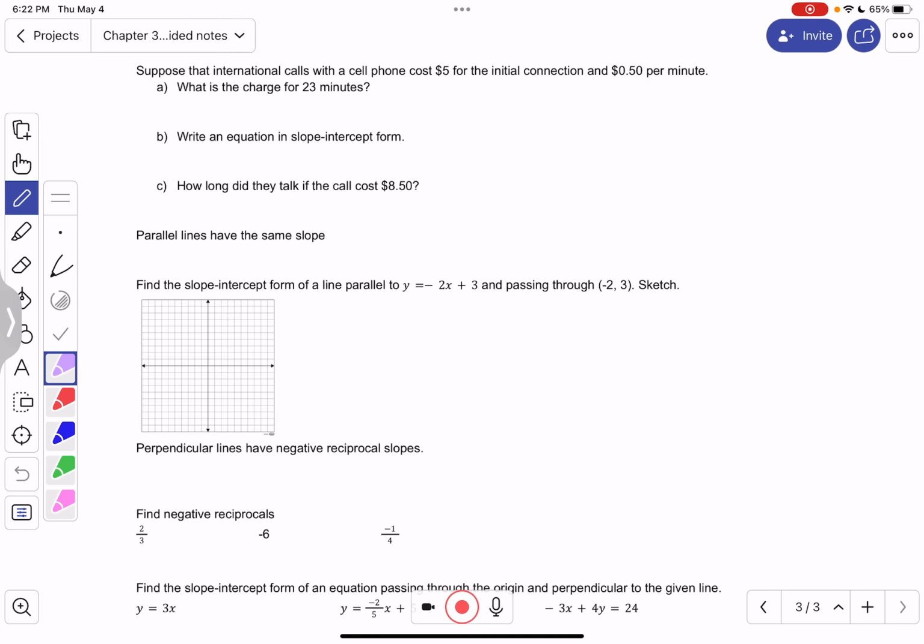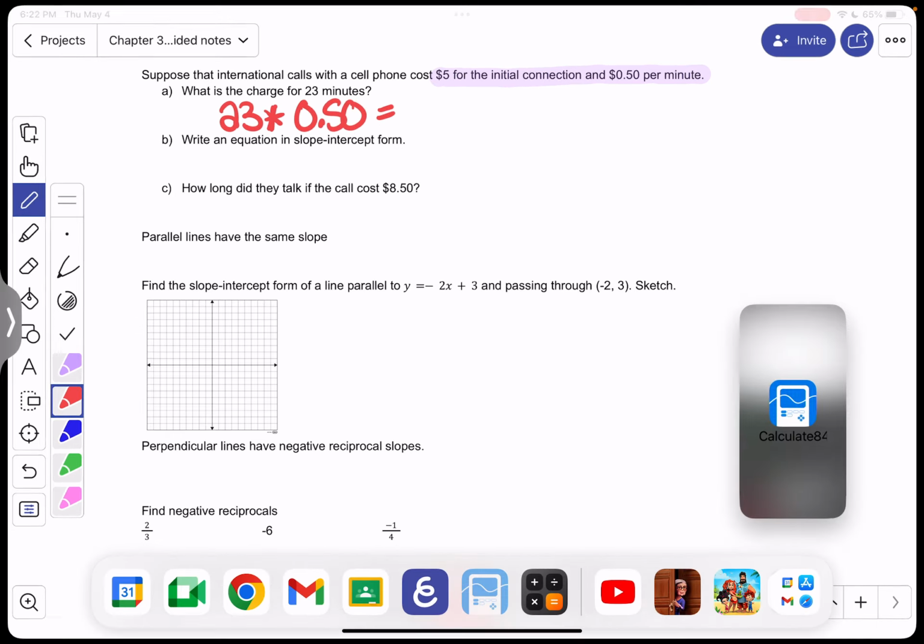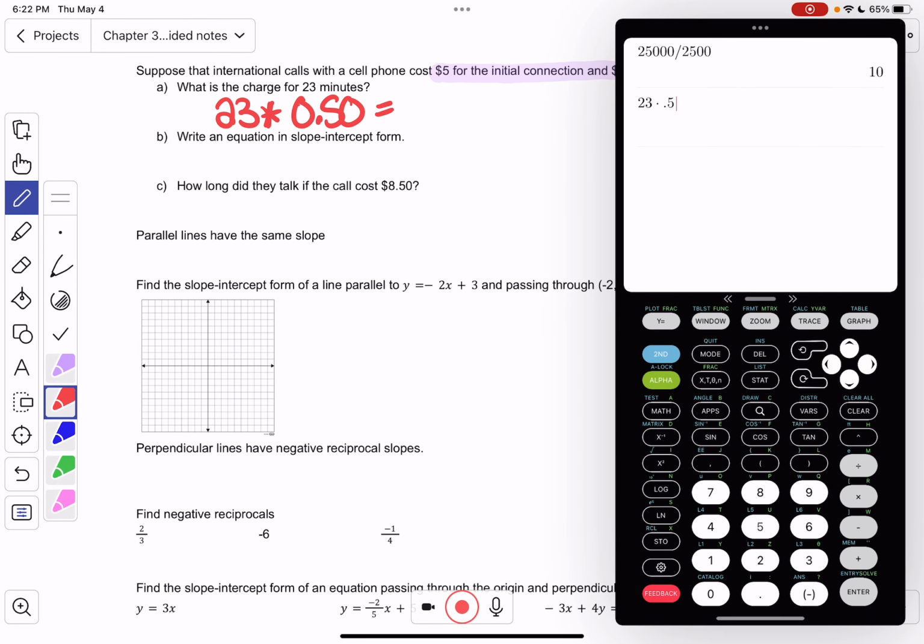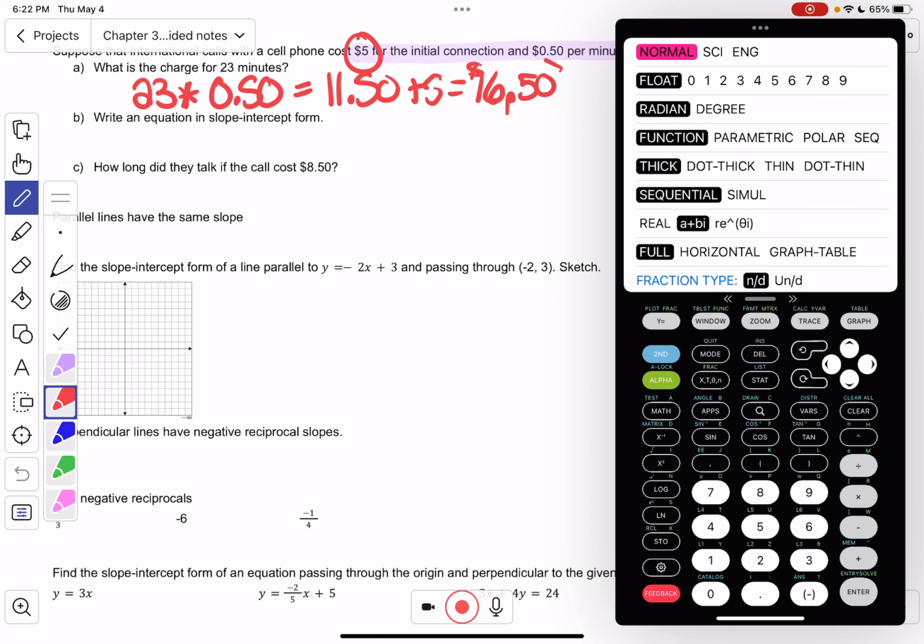Now we're going to look at a word problem. Suppose that an international call with cell phones is $5 for the first connection and 50 cents per minute. What is the charge for 23 minutes? Well, we know we pay 50 cents a minute, so we're going to do 23 times 50 cents. And that gives us $11.50. And then we add the $5 for the call. So it would cost $16.50 for this 23-minute phone call.